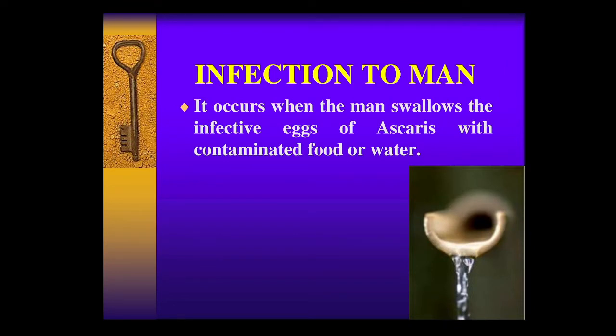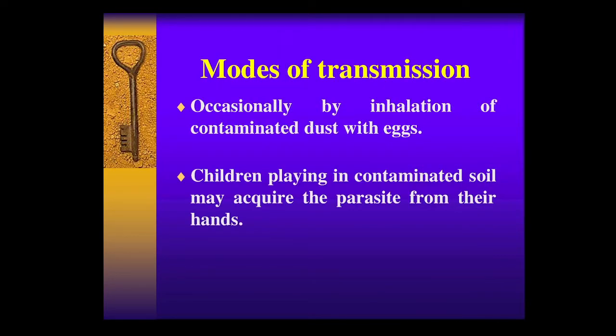Infection to man: usually man acquires this infection when he ingests food, water, raw vegetables or fruits, or something else contaminated with Ascaris eggs. Modes of transmission: occasionally by inhalation of dust contaminated with eggs. Children playing in contaminated soil may acquire the parasite from their hands.